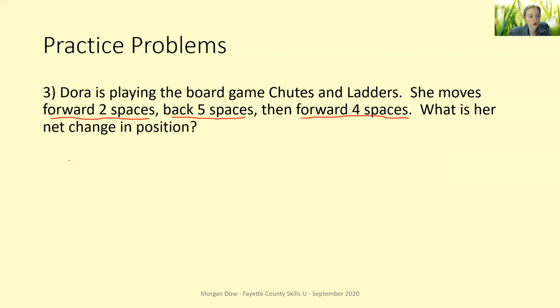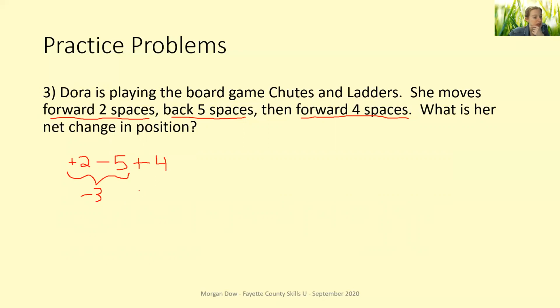So we could think of forward as being +2, right? So she goes forward 2, and then she goes back 5. We're taking away 5 spaces, and then she goes forward 4. So if we go forward 2 and then back 5, that is a change overall of -3. If she goes forward 2 steps and back 5 steps, overall, she's gone back 3 steps. So that's a change of -3.